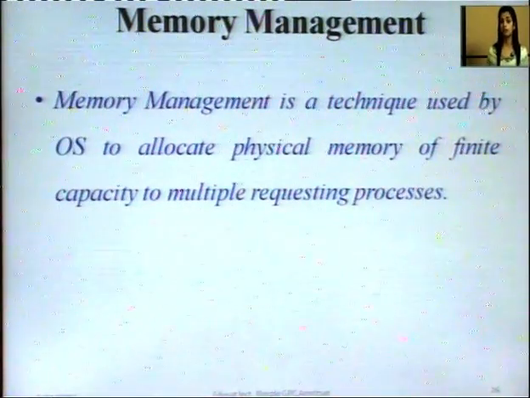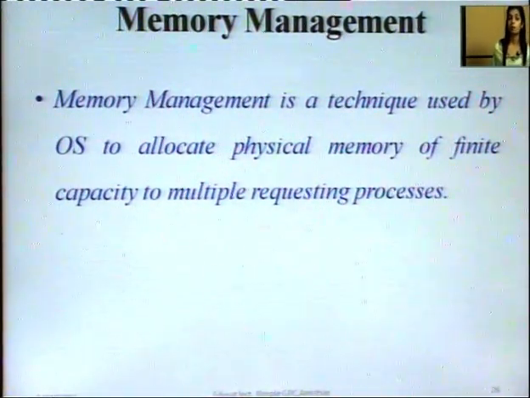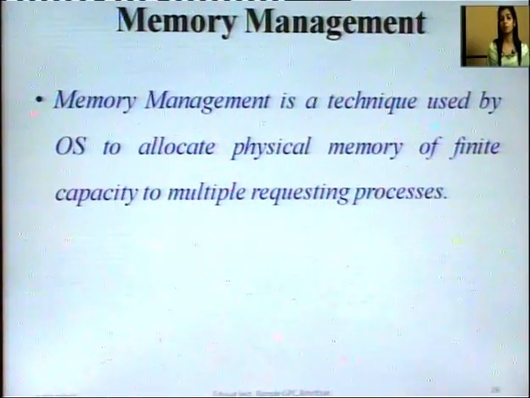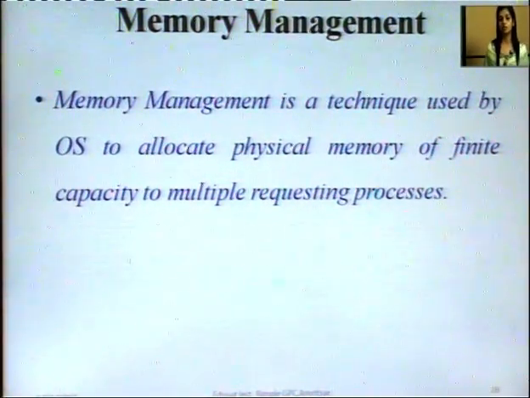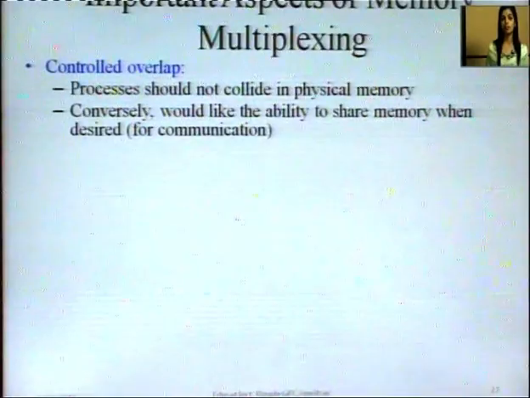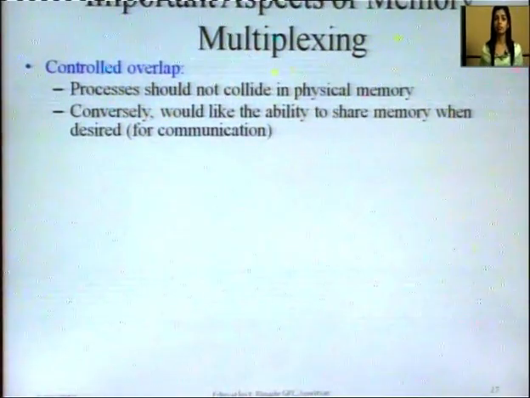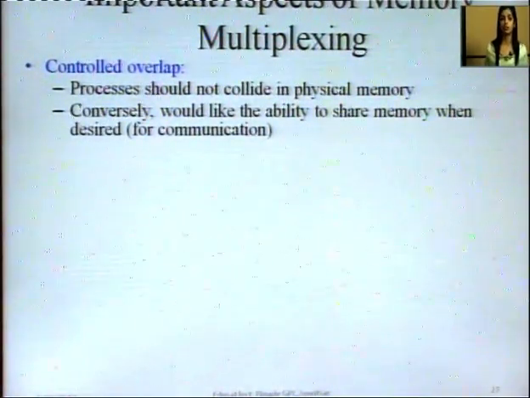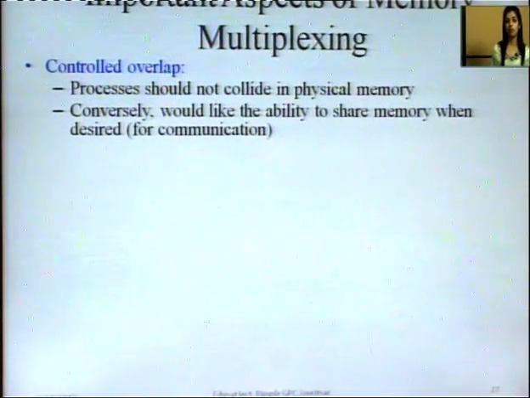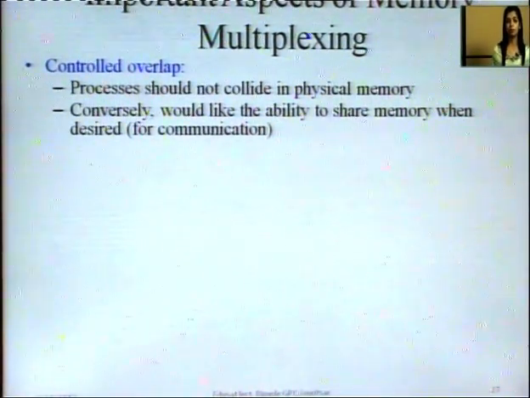So the next function of an operating system is memory management. Memory management is the technique used by the operating system to allocate physical memory of finite capacity to multiple requesting processes. That means memory management allocates the physical memory to a number of different processes so that they are executing simultaneously and independently. There are a number of important aspects of memory multiplexing.